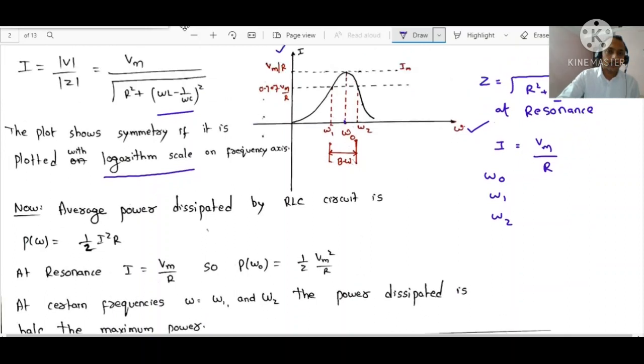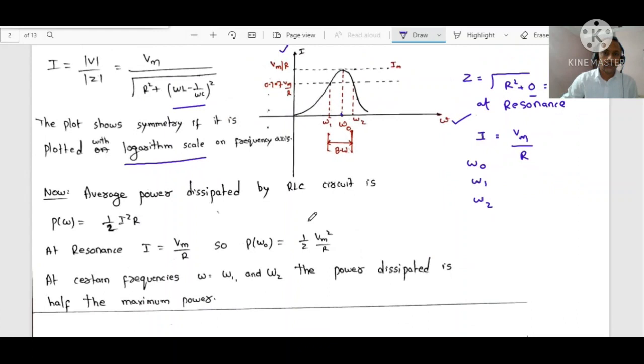Clear? So first let me find out the average power. See here, what is the average power? I square R. But at a resonance condition, what is the current? Simply Vm by R. So the power will be half Vm square by R. Very simple. Now at certain frequencies, omega 1 and omega 2, the power dissipated is half the maximum power.